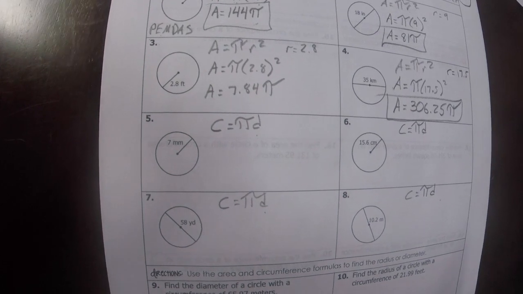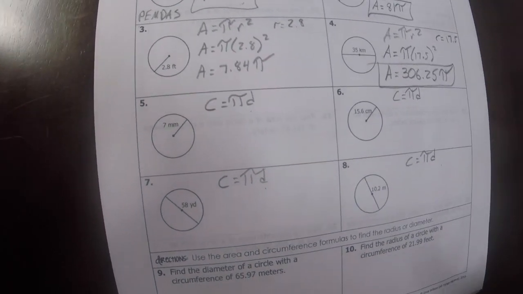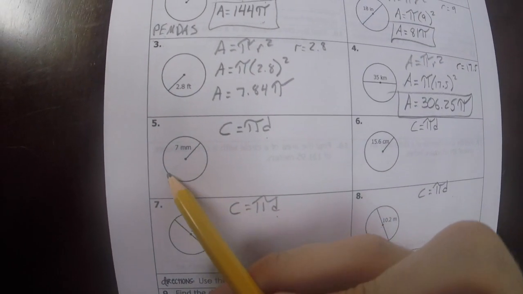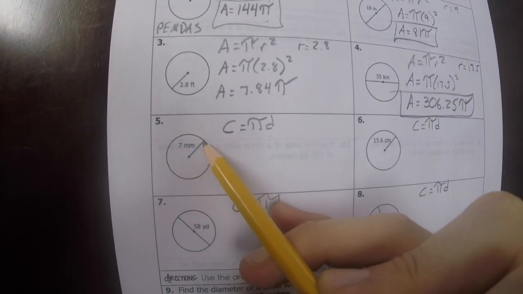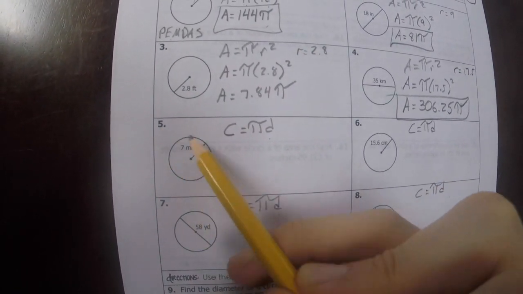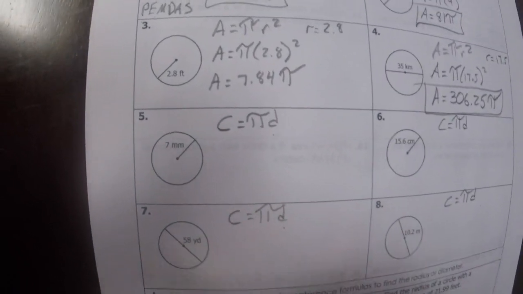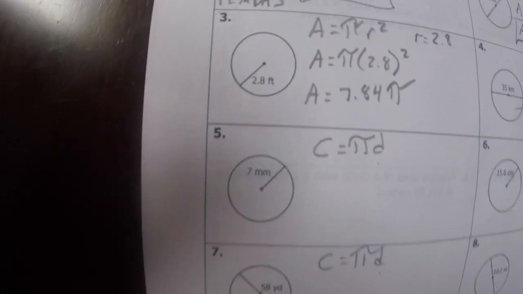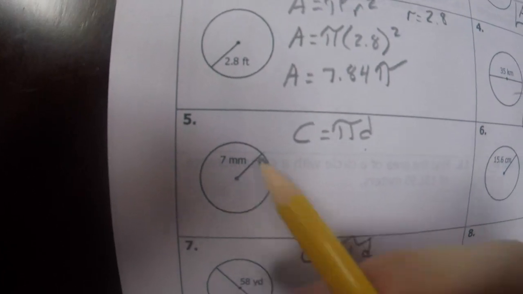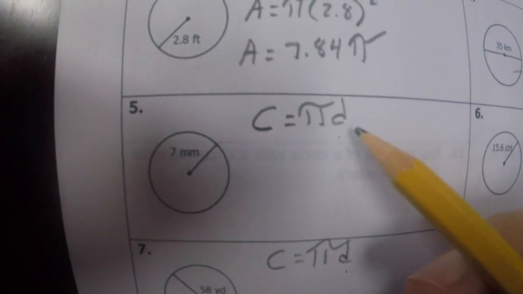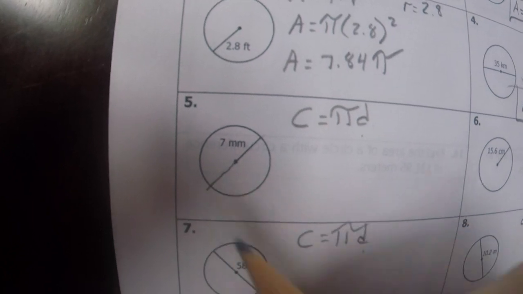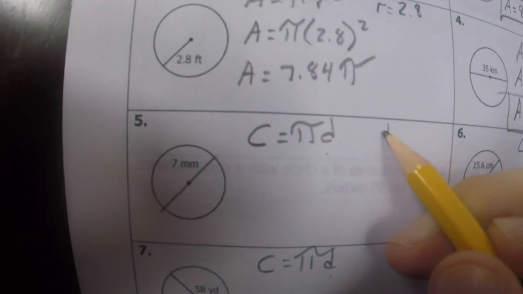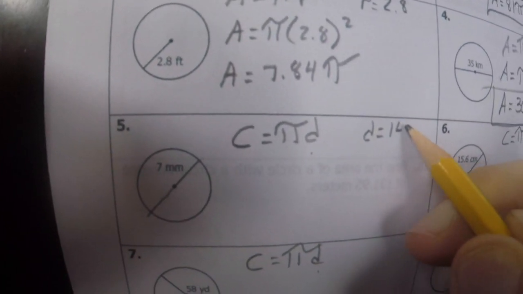Well, D stands for diameter, and diameter goes all the way across a circle. So is 7 for number 5? Is 7 millimeters the diameter of this circle? No way, Jose. 7 is the radius. So if I need a diameter, I have to take this and multiply it by 2. You got it. The diameter would have to be 14.